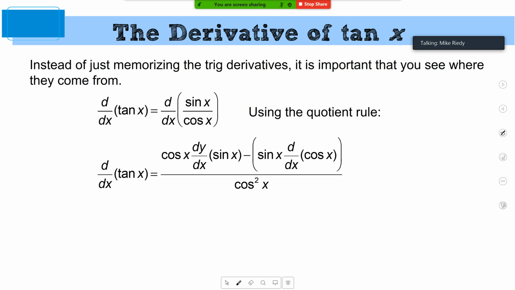Ooh. So let me write that down again. This is cosine x. This is going to be negative sine x. And hopefully you see what happens here. I can click, but I'm going to write it anyways because it's cooler that way.